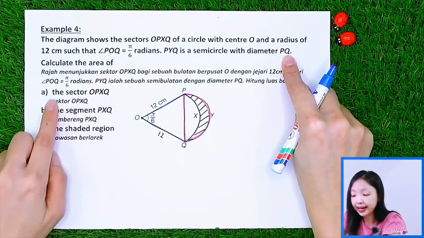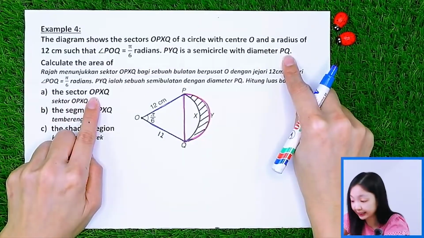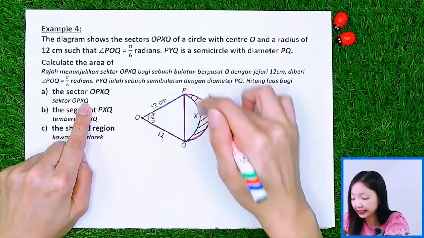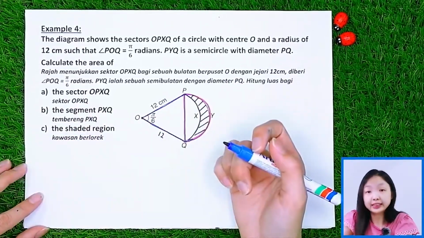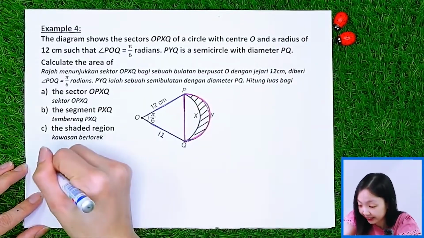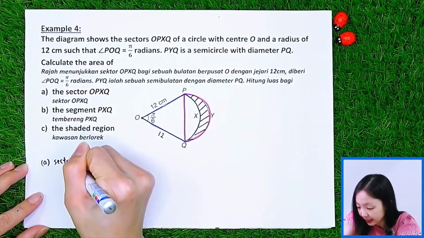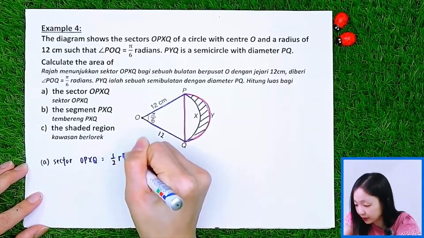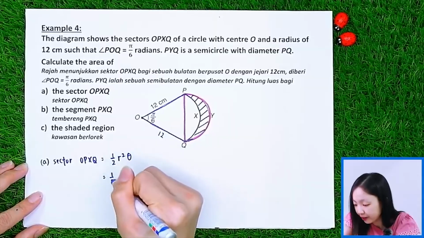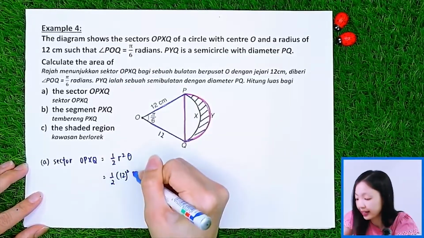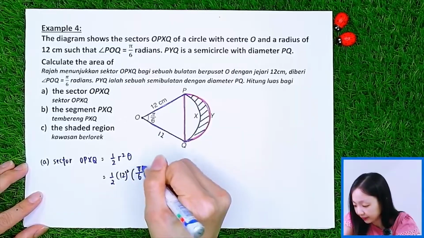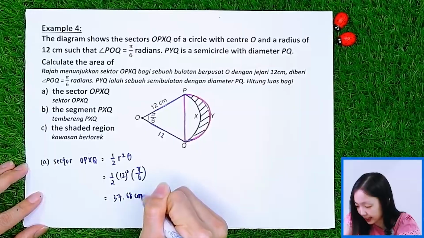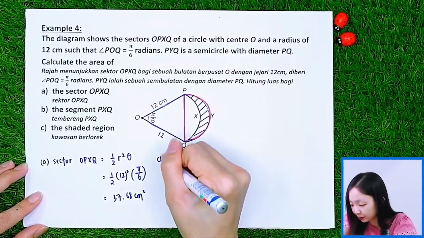Calculate the area of the sector OPSQ. So it wants us to find the sector OPSQ. So we just directly use the formula. The sector OPSQ is equal to 1 over 2 r squared theta. 1 over 2 times 12 squared. The theta is in radians. So my answer will be 37.68 cm squared.